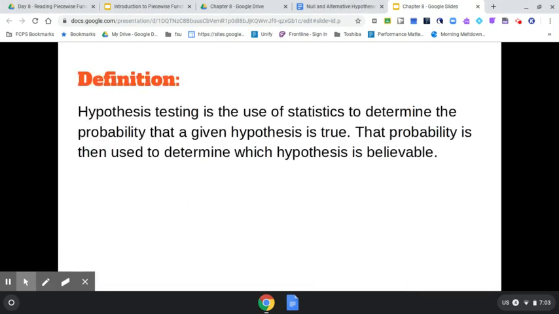All right, here we have the definition of hypothesis testing. Hypothesis testing is the use of statistics to determine the probability that a given hypothesis is true. So we're taking a hypothesis about the population, collecting a sample, and seeing if that sample allows us to believe in what we thought about the population or if it has evidence against that hypothesis. So that probability is used to determine which hypothesis is believable.